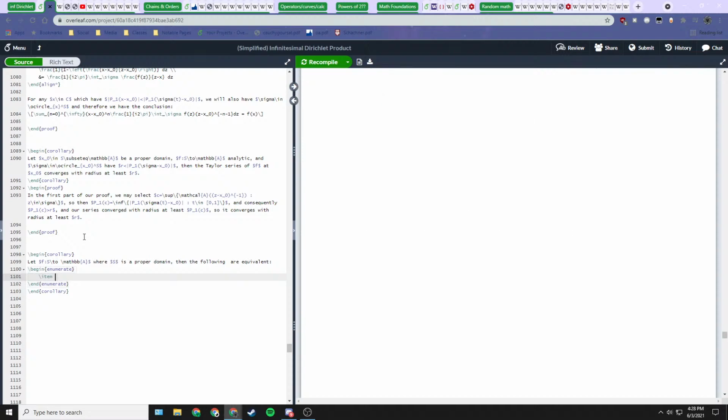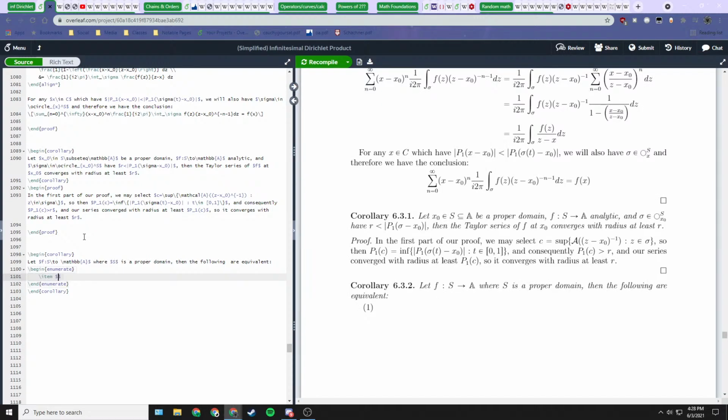So the first item is f is analytic, and f is differentiable. So we already have that by the previous theorem. We also want a few more. f has an antiderivative. Its antiderivative will be differentiable, and that's analytic. So f will be analytic.